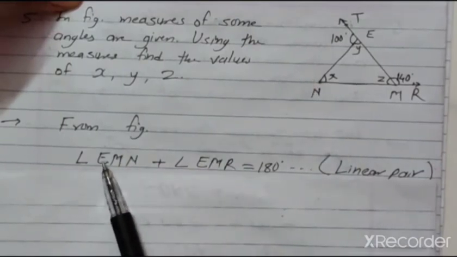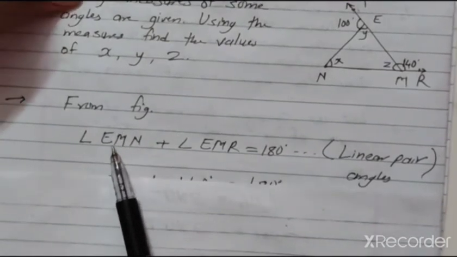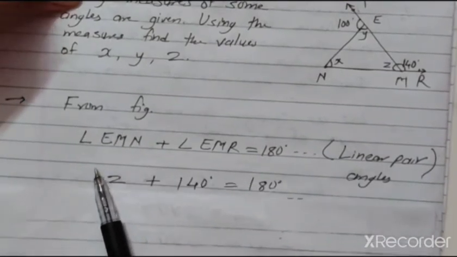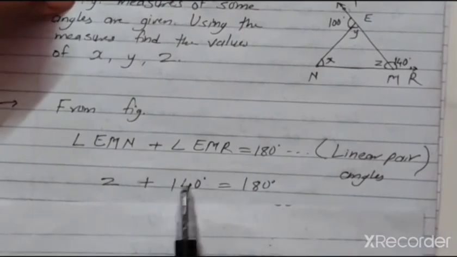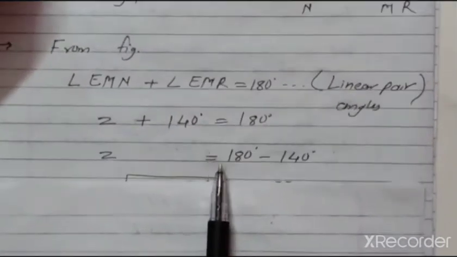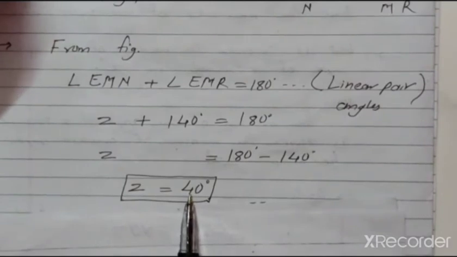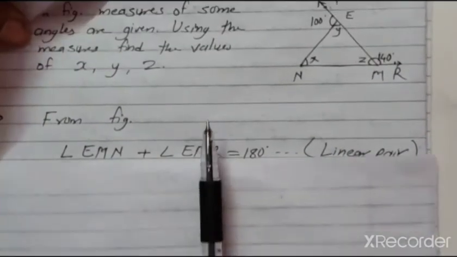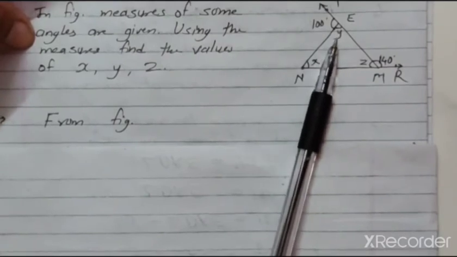So these are the two names. The measure of this interior angle which is given in the diagram is z, and this exterior angle is 140 degree. Take this 140 to the other hand side, so it will become minus, and by subtraction we get 40 degree. Now by using this 100 degree we can find the value of y.